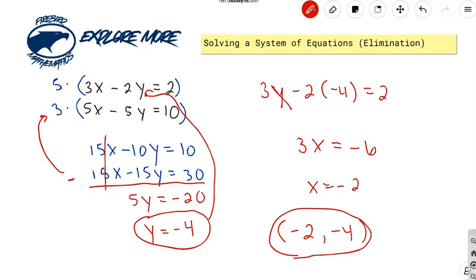All right, so that's elimination. So elimination is one of my favorite methods. It takes a little bit of thinking on the front end, but a little less algebra than substitution. So good luck with your problems today.